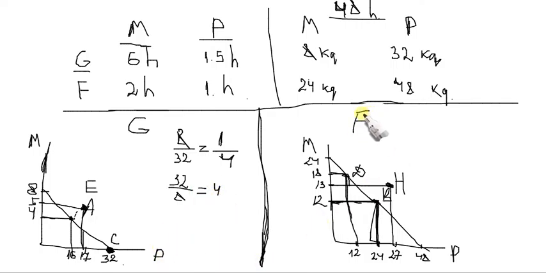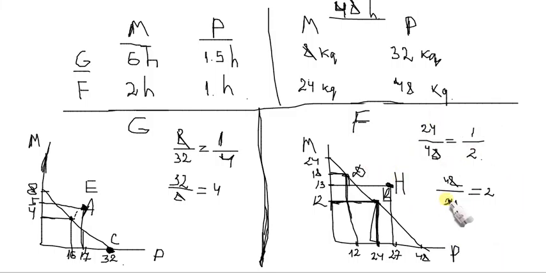And now we'll be calculating it for the farmer. When the farmer wants to produce 1 kilogram of potatoes, he must give up 1 divided by 2 kilogram of his meat. But when he wants to produce 1 kilogram of meat, he must give up 2 kilograms of potatoes. This is the opportunity cost.